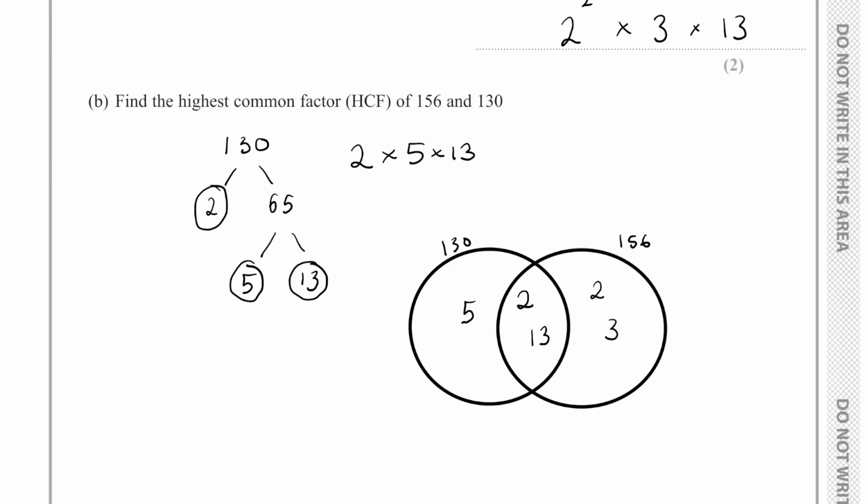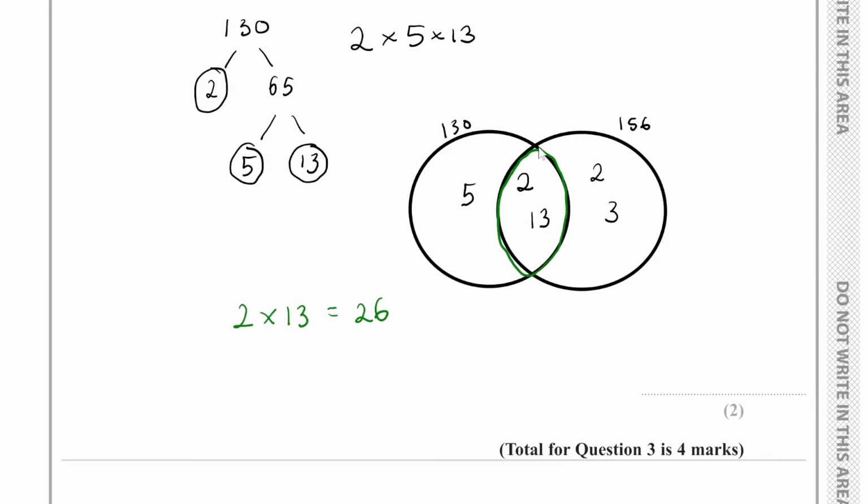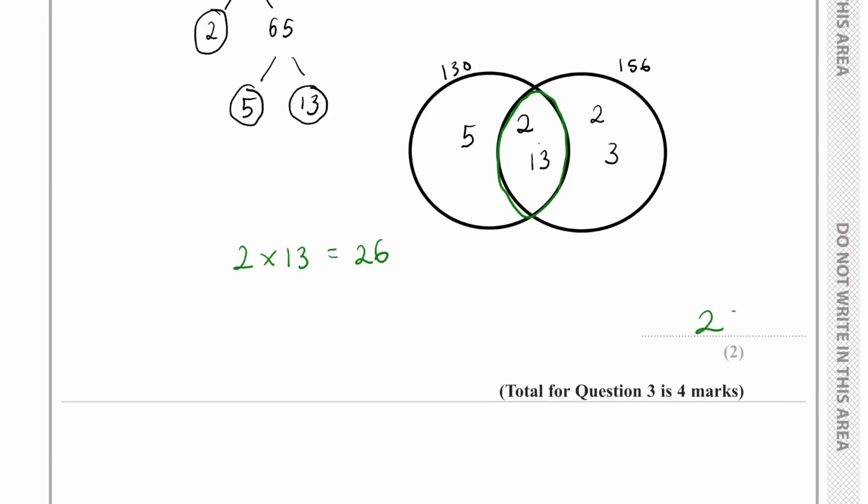The highest common factor, they're the ones in common multiplied together. So 2 times 13, which is 26. So the highest common factor is 26.